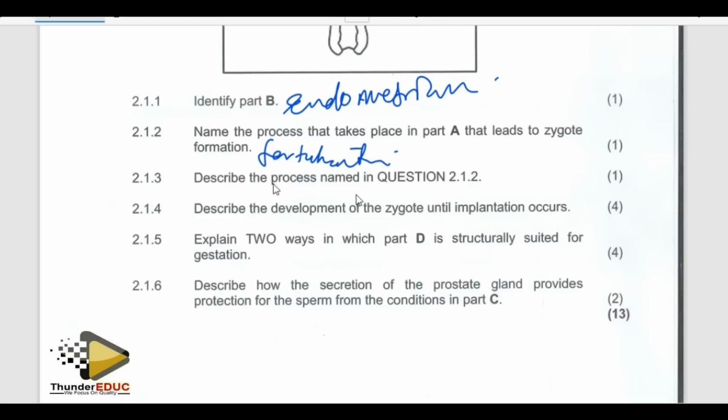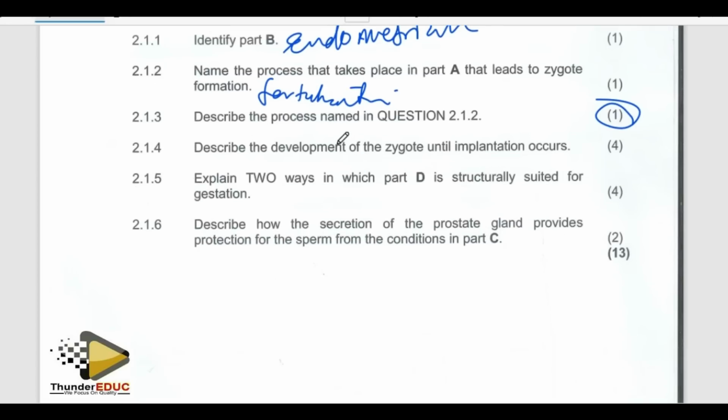Fertilization, yes. Describe the process named above. 1 mark. Describe the process of fertilization. It means that you have to make it as simple as possible. Fertilization is when the haploid nucleus of the sperm fuses with the haploid nucleus of the ovum to form a diploid zygote. Simple. You can't exceed that because it's just 1 mark. Unless it was 4 marks, then you can talk about the head of the sperm having the acrosome, which contains the enzymes which digest the membrane of the ovum, so that the nucleus of the sperm enters the ovum to form a diploid zygote. But for 1 mark, you just say that it is when the haploid nucleus of the sperm fuses with the haploid nucleus of the ovum to form a diploid zygote. It seems like they wanted you to define what fertilization is.